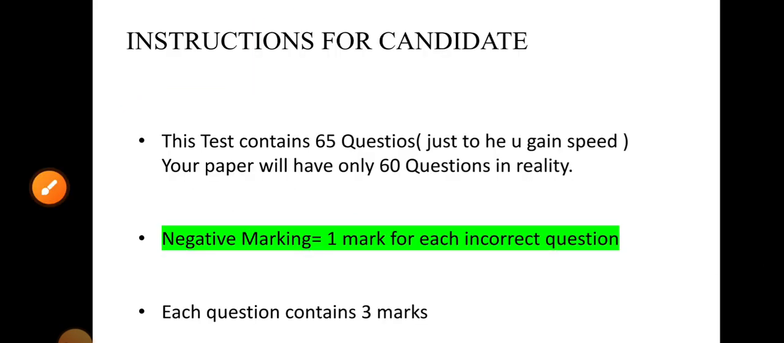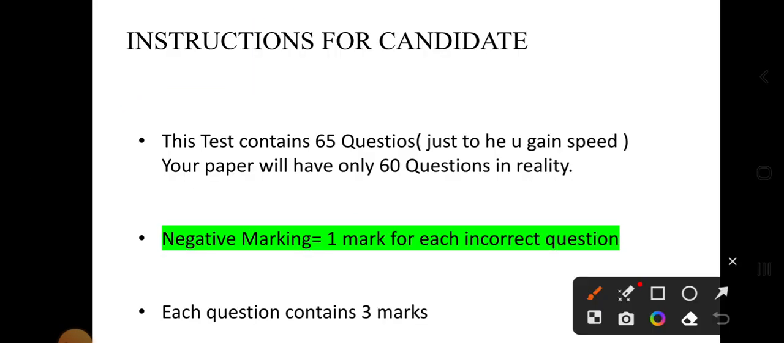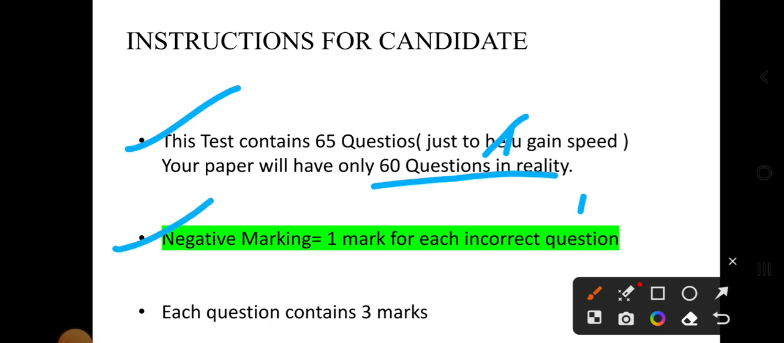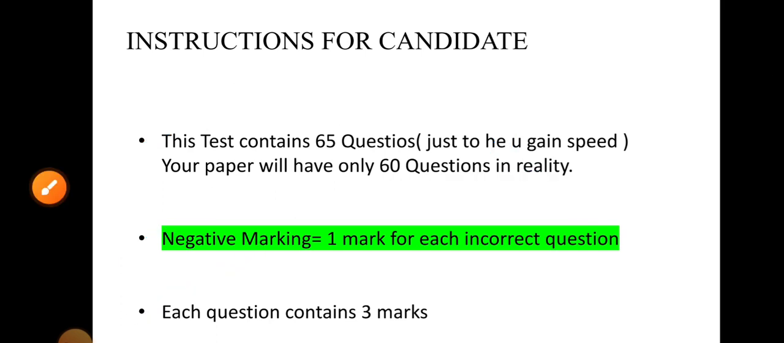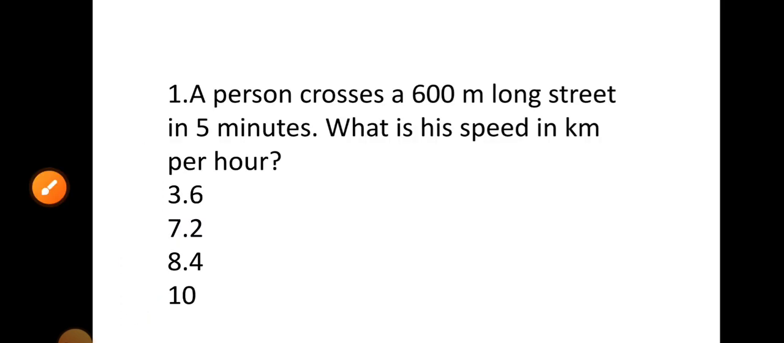So let's start. Instructions are: your paper contains 65 questions, just to help you gain speed, actually I typed it so hurry. Your paper will have only 60 questions in reality. Negative marking is 1 mark will be deducted for each incorrect answer. Each question contains 3 marks, just like your BARC exam. So the first question is from Aptitude.